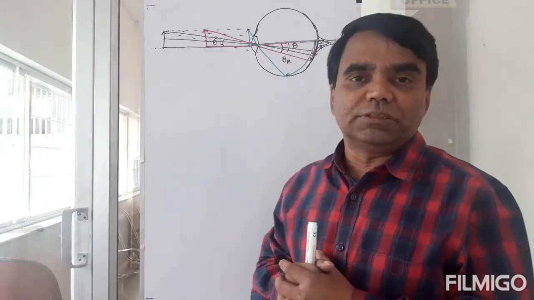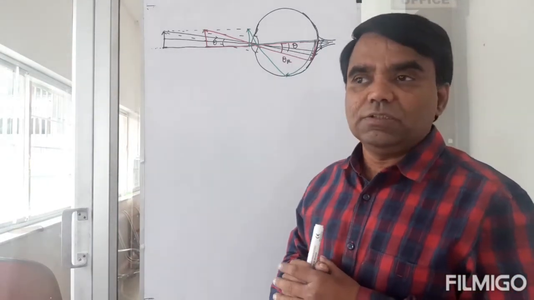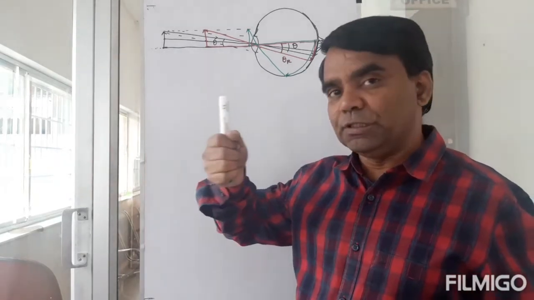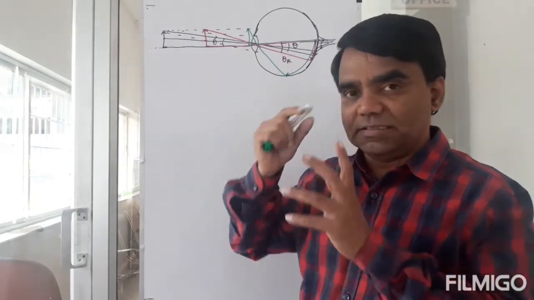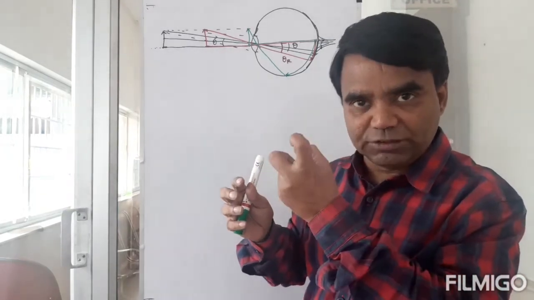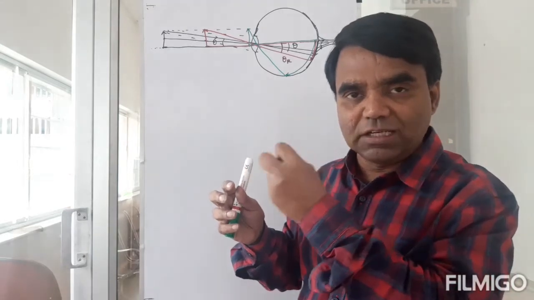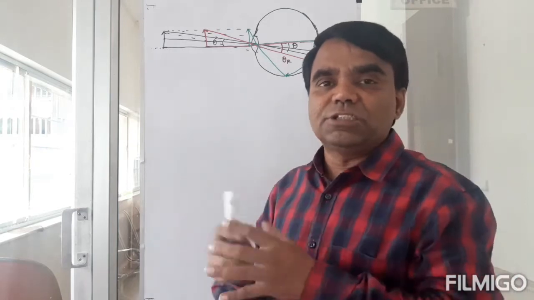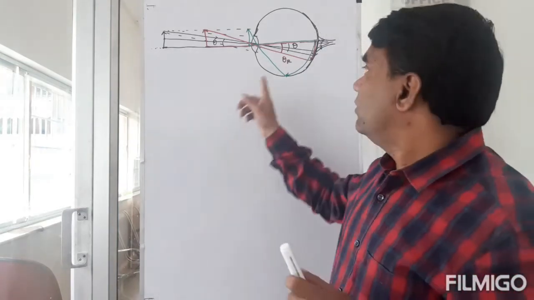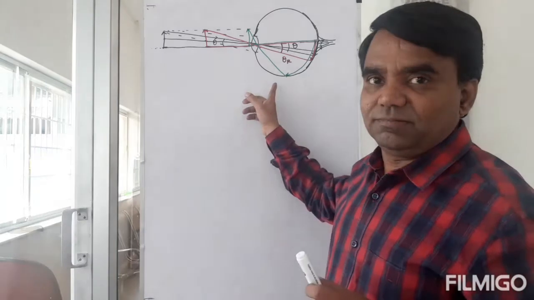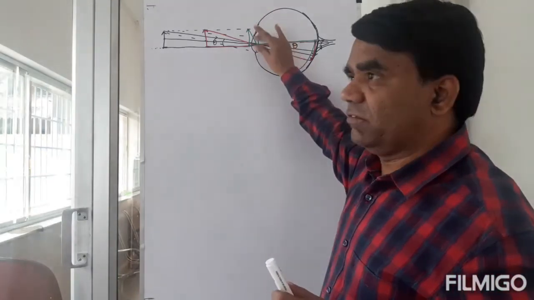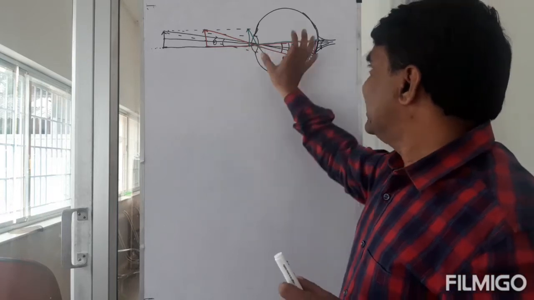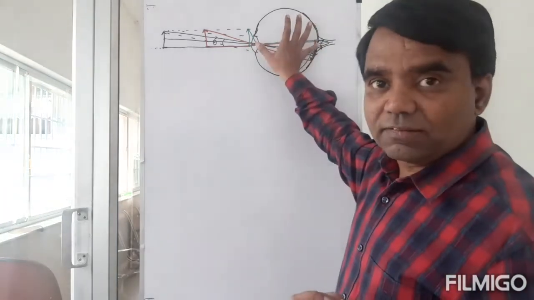But what's the problem with this? The problem is that when you bring things very close, then the eye lens cannot adjust its focus. The focal length doesn't change as much as needed to form an image on the retina. Because you see, for this u to get this v, you must have a certain focal length.